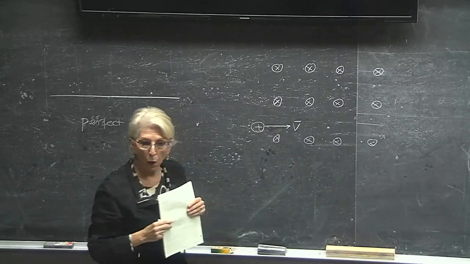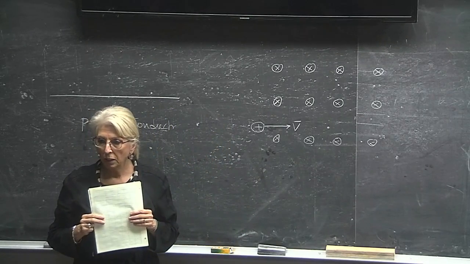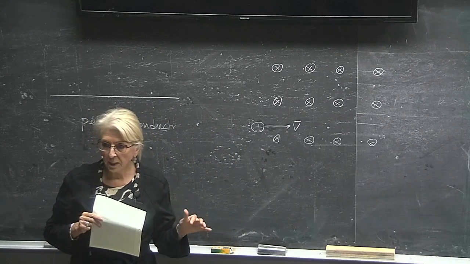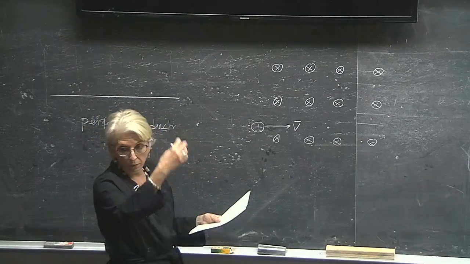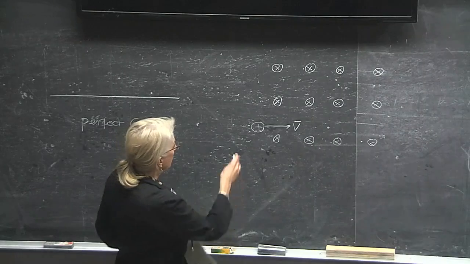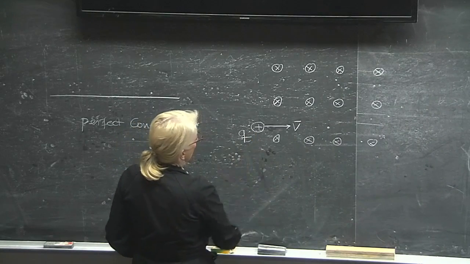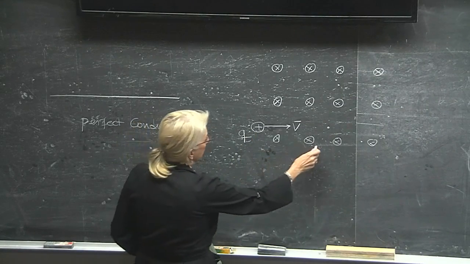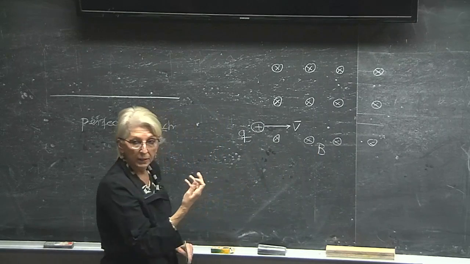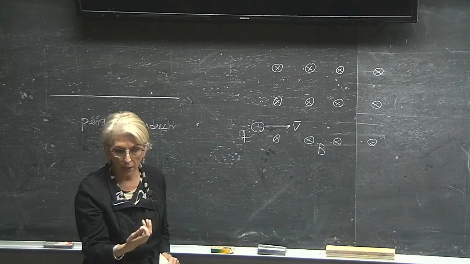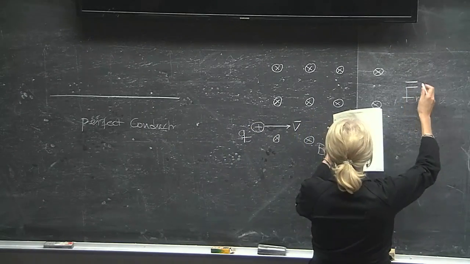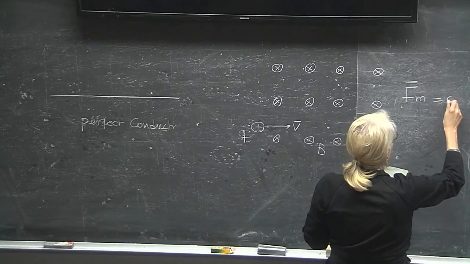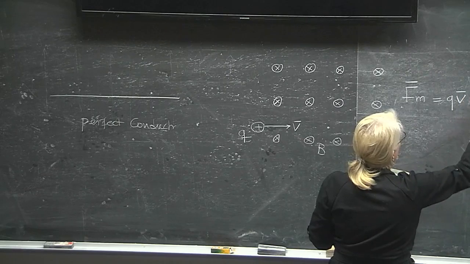Have you solved this problem before? We're not going to solve it here, but I will tell you what is happening, all right? So we're not going to solve the full problem. If you have this charge Q with a velocity V in the magnetic field B, then we know that it's going to feel a force. That we know. And the force F sub M on this charge will be QV cross B.